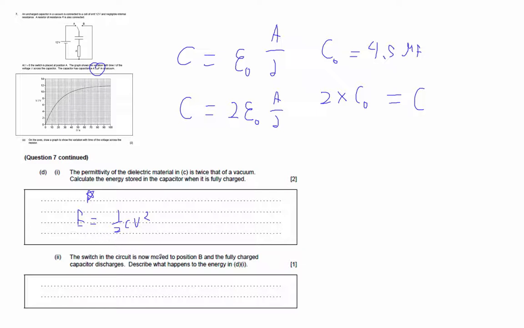And then it says the switch is now moved to position B. So we basically discharge the capacitor through the resistor. What happens to the energy? I'll let you come up with that answer. What happens to the energy of electric current flowing through a resistor? Yeah, don't overthink it.